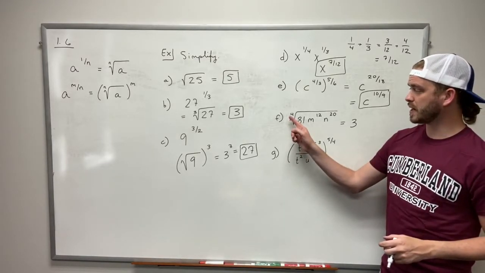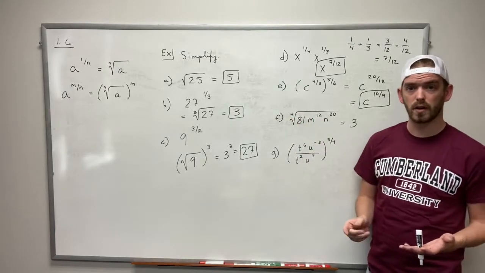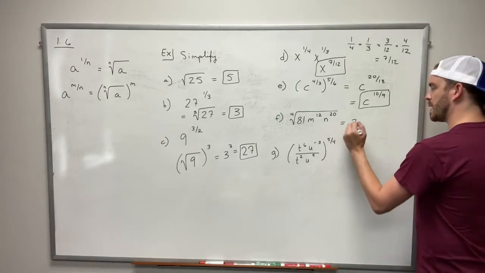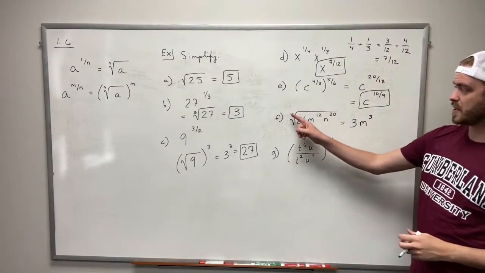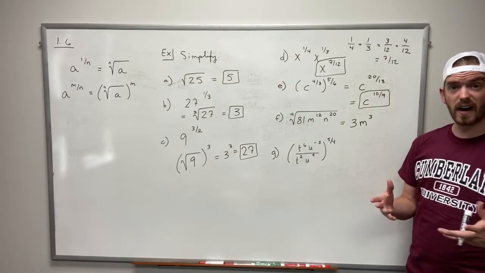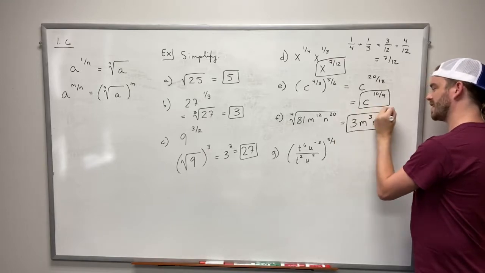So we're going to say, how many times does 4 go into 12? Or what is 12 divided by 4? It's going to be 3. So that means this is going to be m to the 3rd. How many times does 4 go into 20? It's 5, so that's going to be n to the 5th. And that's our answer there.